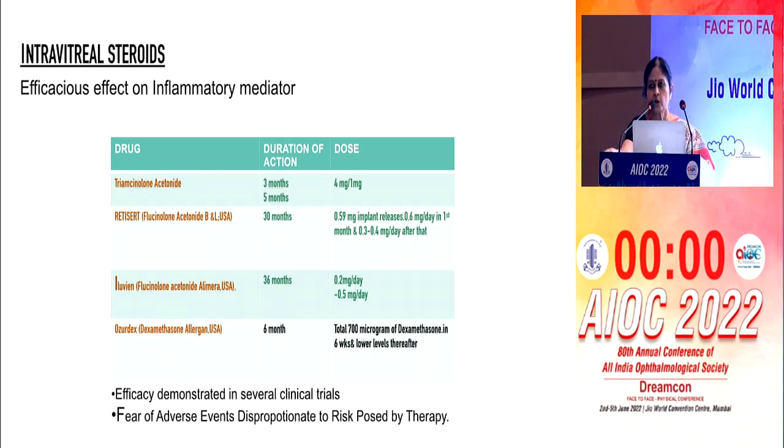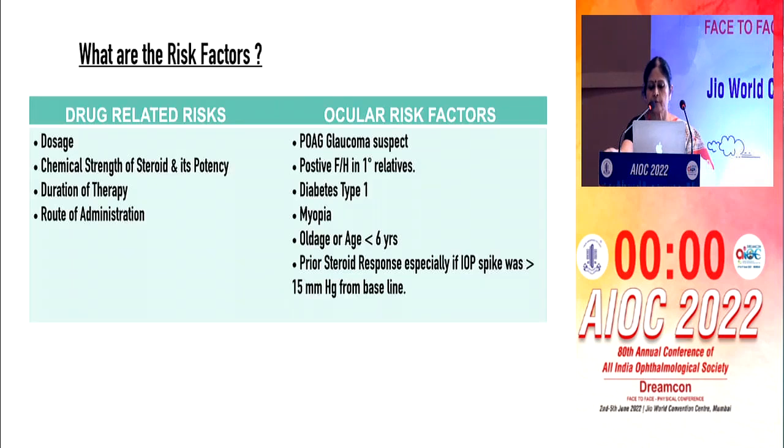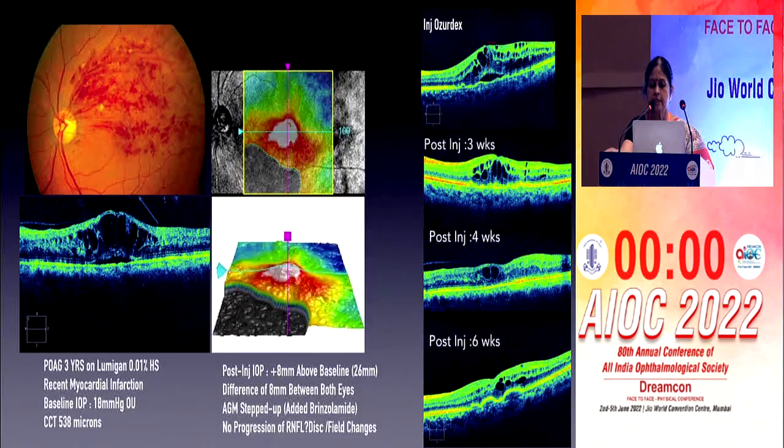The IOP elevation caused by steroids is actually misrepresented, and this very good drug is less commonly used. If you have a patient who has ocular risk factors, such as primary open-angle glaucoma, or a close relative with a family history of primary open-angle glaucoma, type 1 diabetes, high myopia, older age group, or very young patients, and patients who have had a prior steroid response, especially if the IOP spike has been more than 15 millimeters. These are all the ocular risk factors, and when we are giving intravitreal steroids in these patients, you should keep this in account.